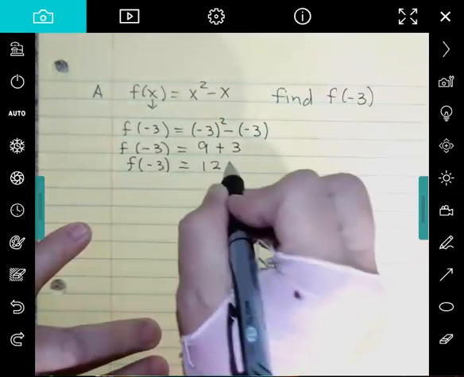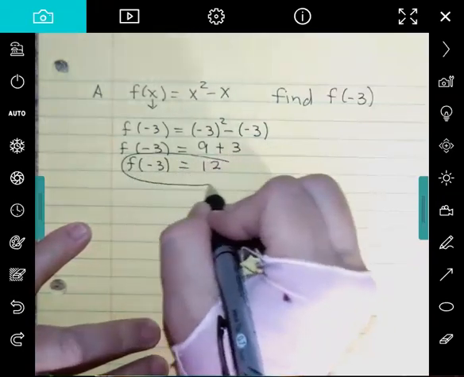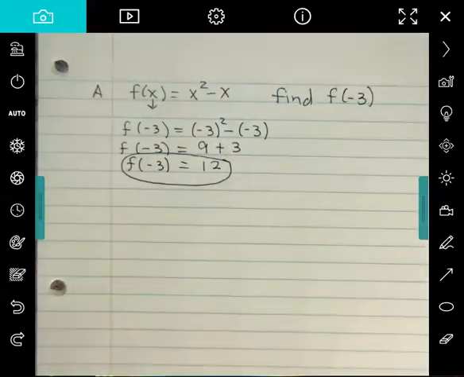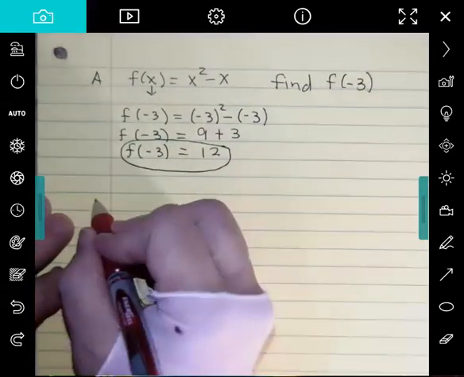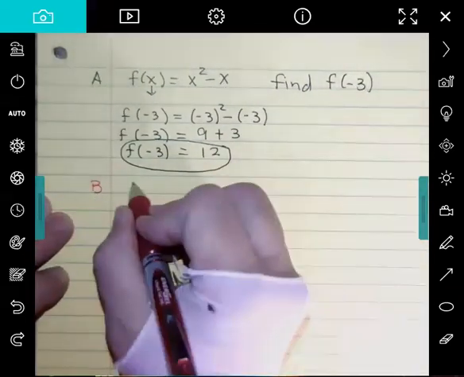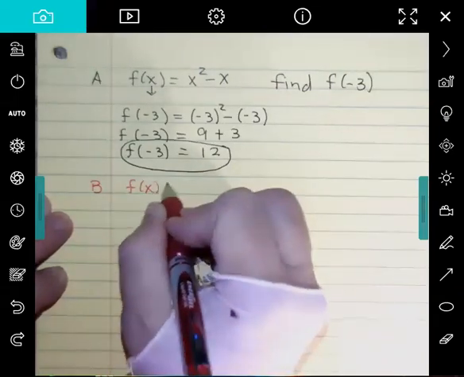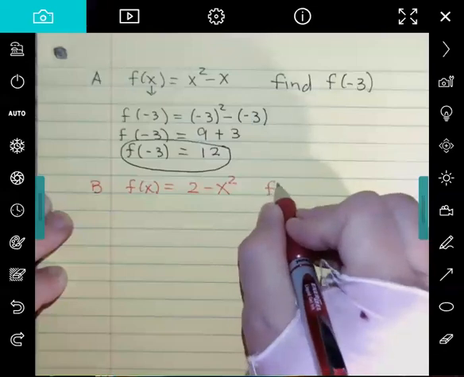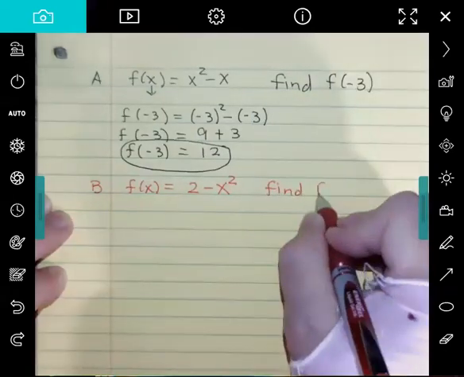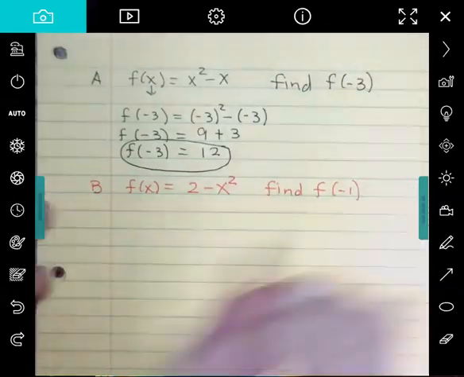So the y value at x equals -3 is 12. That's how we write it. F of -3. Did y'all get that? Perfect. Let's do the next one. I have 4 or 5 of these. Okay, B. F of x is 2 minus x squared. I want you now to find f of -1.